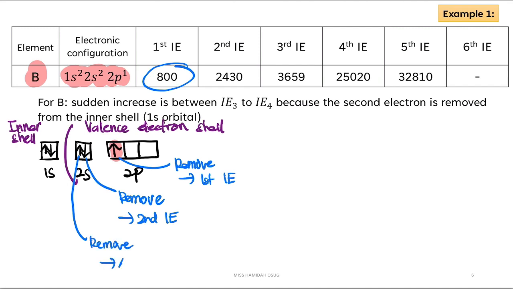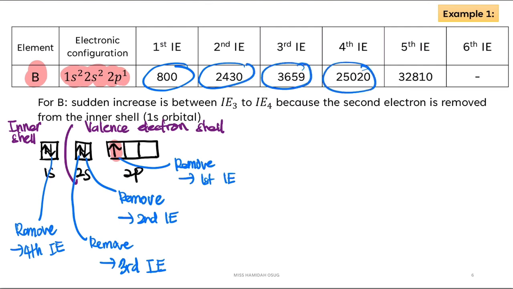So it will give the third ionization energy, which is 3659, and then the fourth electron to be removed is from the inner shell 1s orbital with the ionization energy 25020. As you look at the first, the second and the third ionization energy, we can see that the value of the ionization energy is increasing.